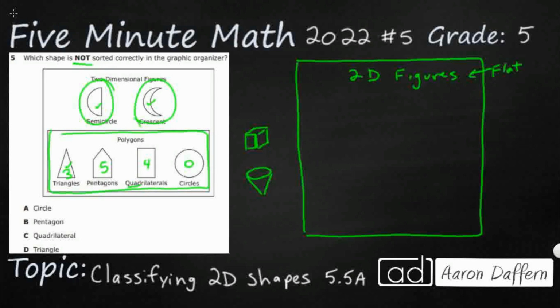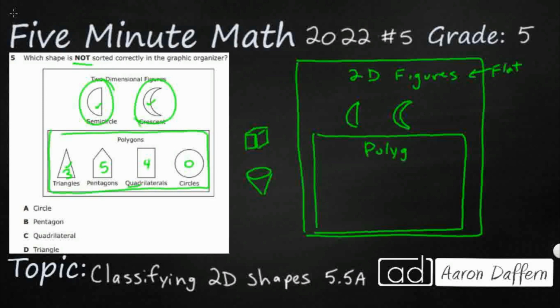So the only thing that's left, right, so we've got our semicircle, and we've got our crescent. Take a look at what we've got here. We've got a box within a box. We can't really look at that label. So this box actually has a label, and it says polygon. So everything within this box within a box, everything in this polygon box still has to be a 2D figure.